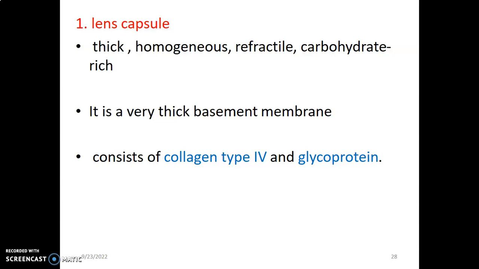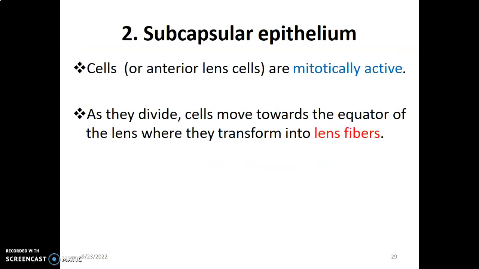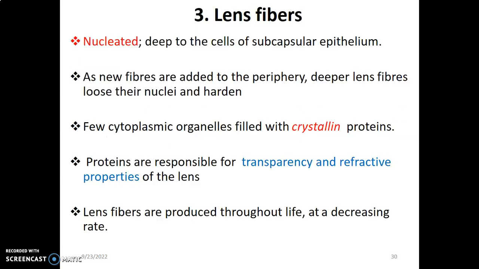They're deep to the cells of the subcapsular epithelium, and as you keep adding new fibers, they're added towards the periphery. So in the deeper part of the lens, the fibers are loose, and the nuclei keep on hardening. The lens fibers have few cytoplasmic organelles, and they're usually filled with crystalline proteins. These crystalline proteins are responsible for transparency and refraction of the lens.